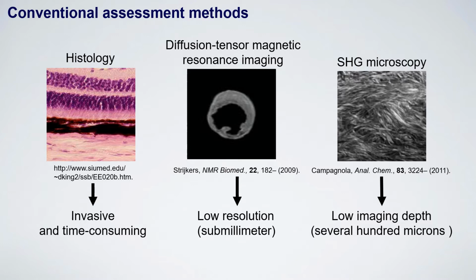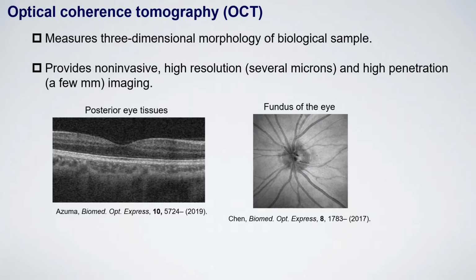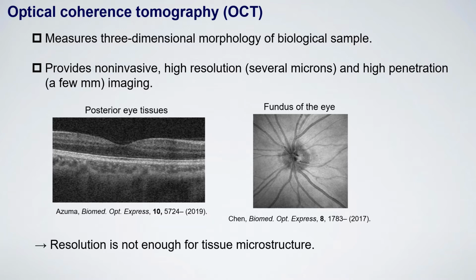To overcome these drawbacks, we focus on the technique of optical coherence tomography. Optical coherence tomography is an imaging modality which measures three-dimensional morphology of biological sample. And OCT provides non-invasive, high-resolution and high-penetration imaging. But conventional OCT doesn't have enough resolution for tissue microstructure. So then, some extended functional OCT methods were developed.